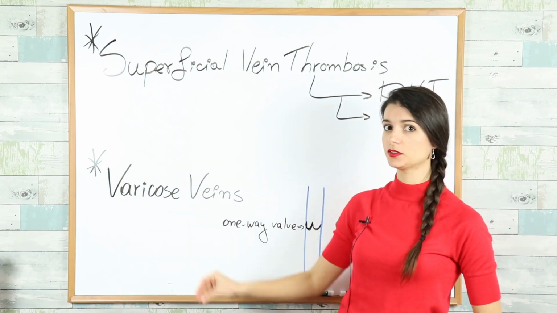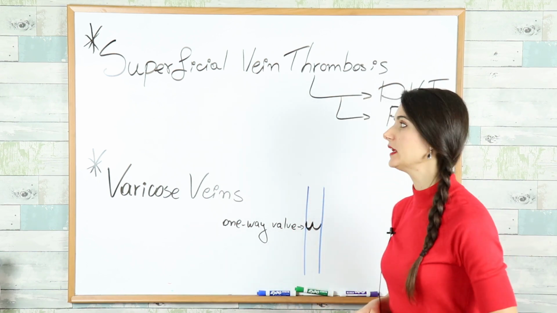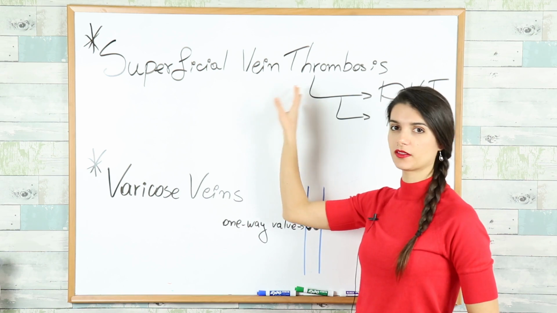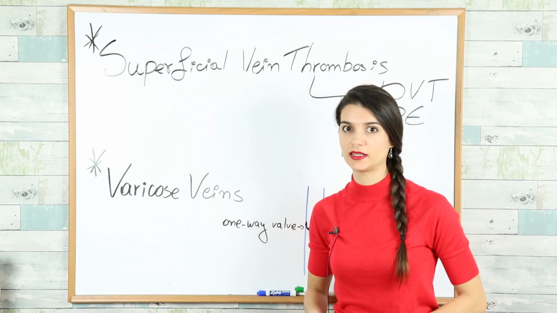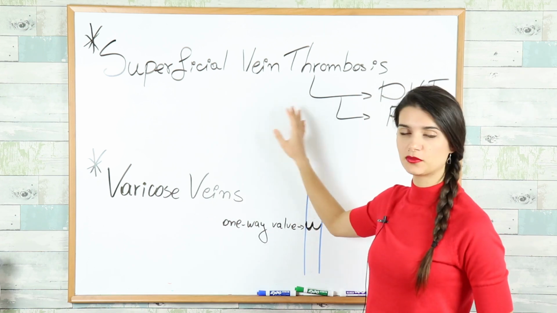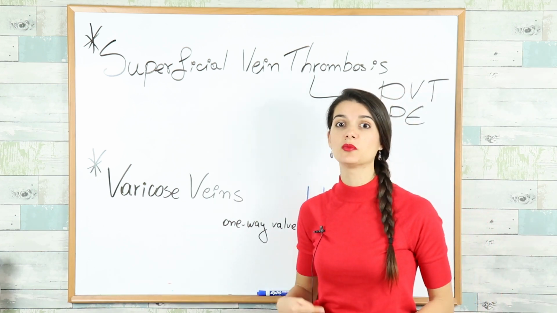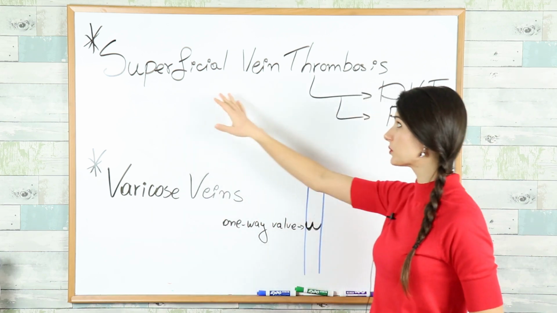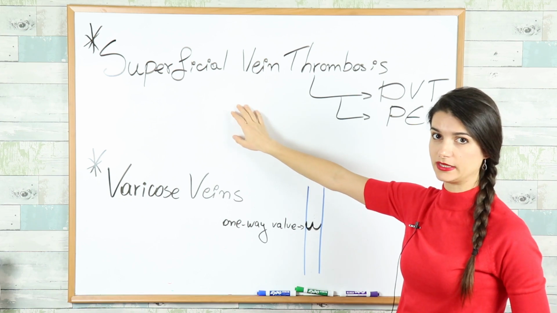Before we move on to the signs and symptoms of DVT and PE, let's discuss these two things here so we don't confuse them with DVT, because it's very easy to confuse them. Superficial vein thrombosis is not deep vein thrombosis, as you can see by the name. Superficial vein thrombosis can be caused by both inherited and acquired thrombophilic states, and it can progress to DVT and PE, but it's not DVT per se.